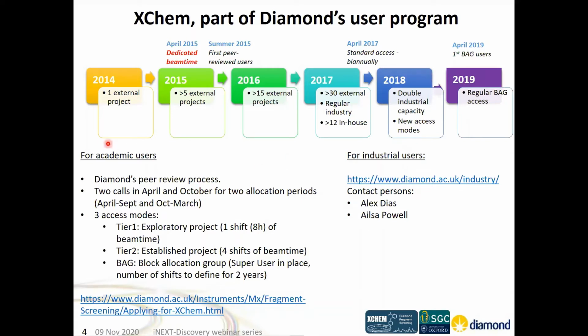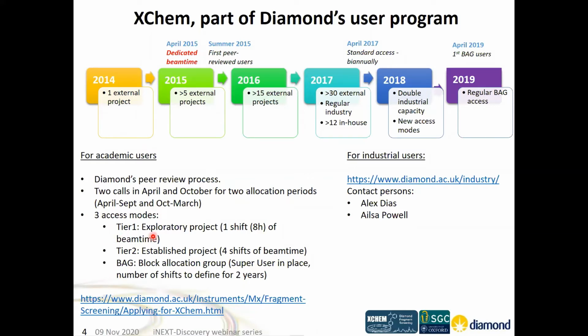So for the academic users, XChem is part of the peer review process. We have 2 calls per year, in April and in October, and 2 allocation periods of 6 months. So if your proposal has been accepted during those calls, it needs to happen within those 6 months of the allocation period. We have 3 access modes, the tier 1, which is basically an exploratory project.